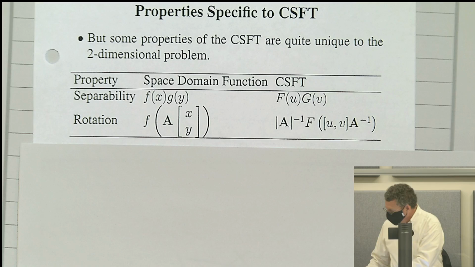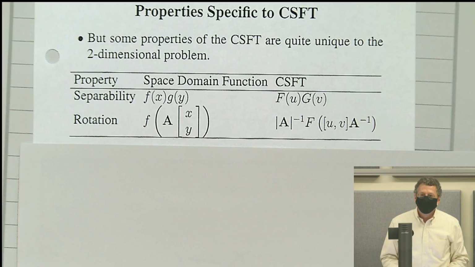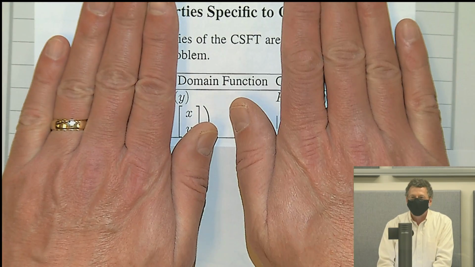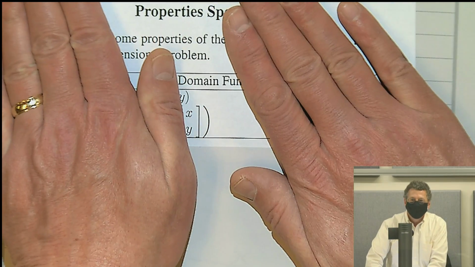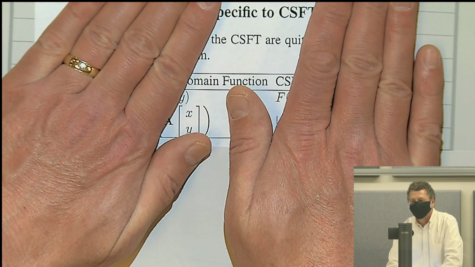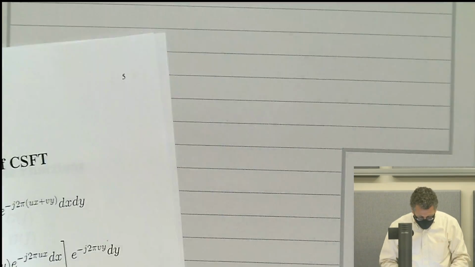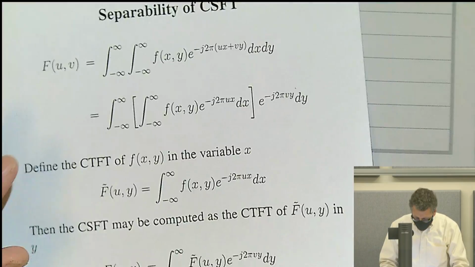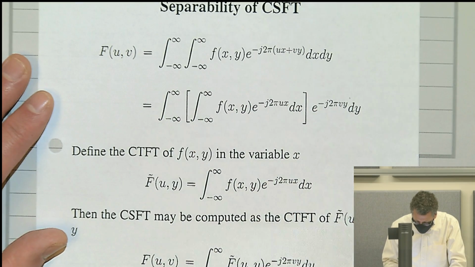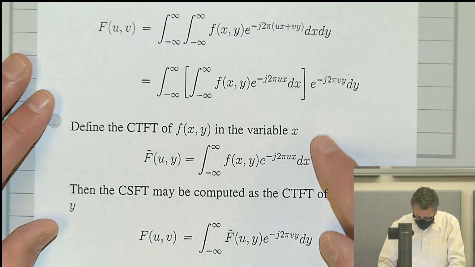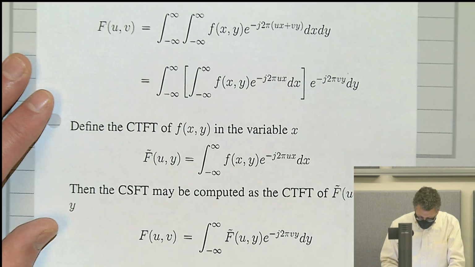Basically, that's saying if you have two signals, one in space and one in frequency, if you rotate one, the other one rotates. So they rotate together, okay? That's more or less the upshot there. So here is the proof of the separability relationship. You can go through it. It's a straightforward proof, okay?